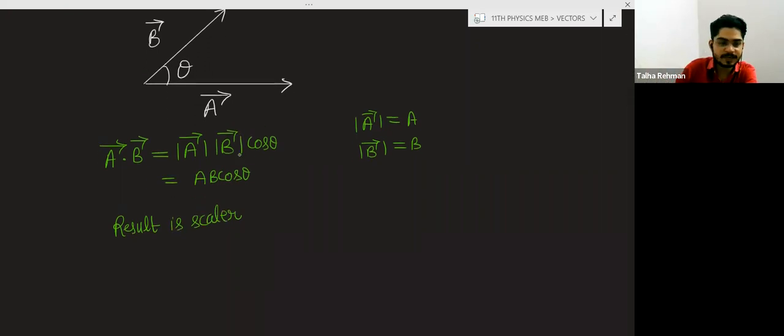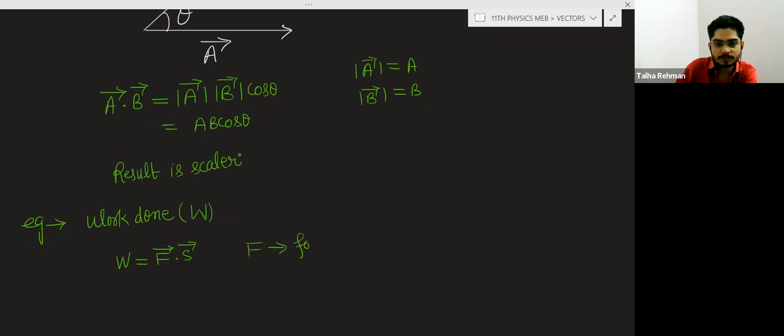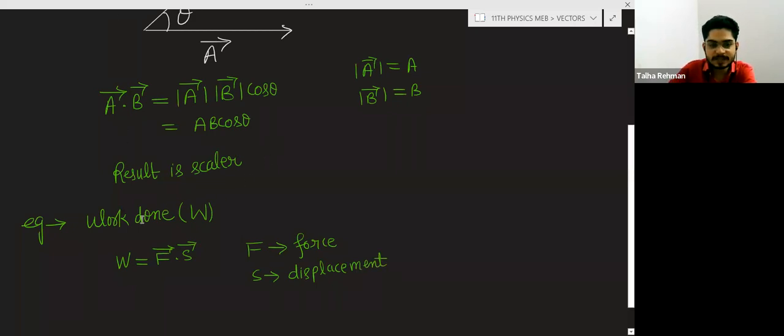For example, I am giving one example of the dot product: work done. Work done is W, I will say. Work done is the dot product of the force vector and the displacement vector. F is the force and S is the displacement. In the chapter work, power, energy, I will discuss what work is. So work is the dot product of force and displacement.